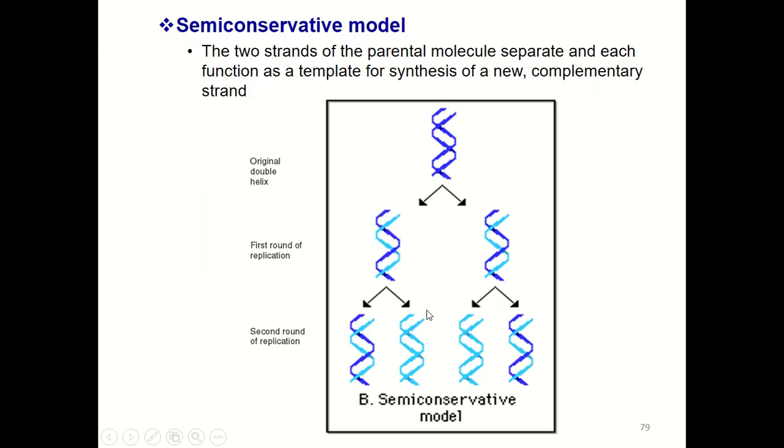For the next one is the semi-conservative model. For the semi-conservative model, the two strands of the parental DNA molecule here will separate, and each of them, the dark blue color over here, will become a template for the synthesis of a new and complementary strand, which is light blue in color here.